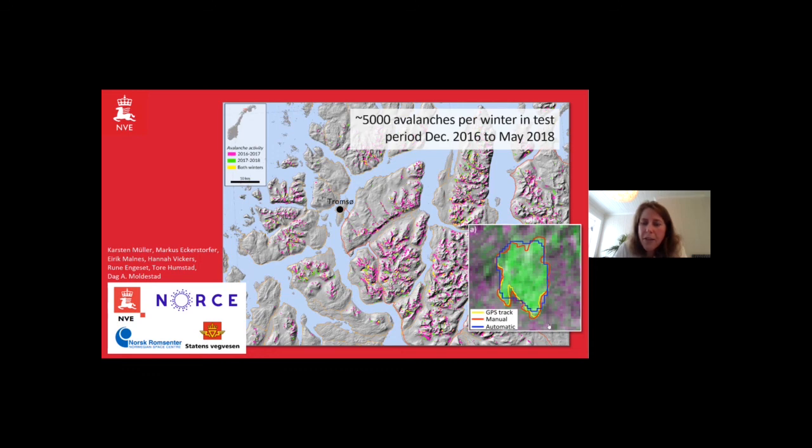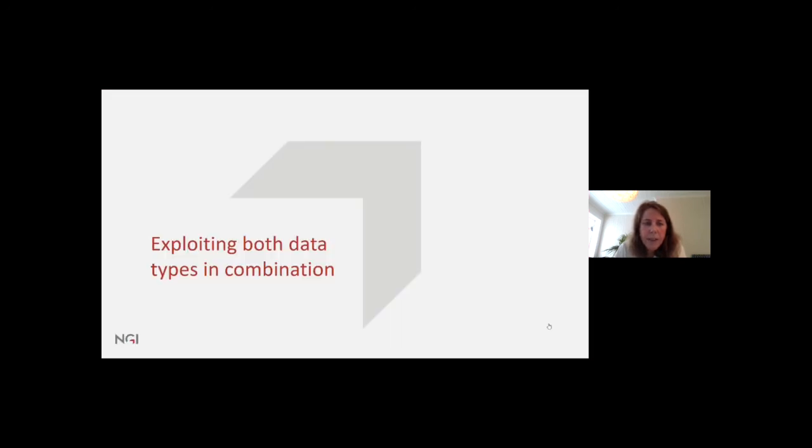You also see here a comparison of how the algorithm that depicts the avalanches automatically looks in comparison to GPS tracks or to a manual delineation by a human observer. And as for the optical example that I showed you, I think the result is quite satisfying. At some point, it's also nice if you can exploit both types of data in combination, because also these optical satellites actually have quite a tight revisit time, meaning they come by the same area quite often.